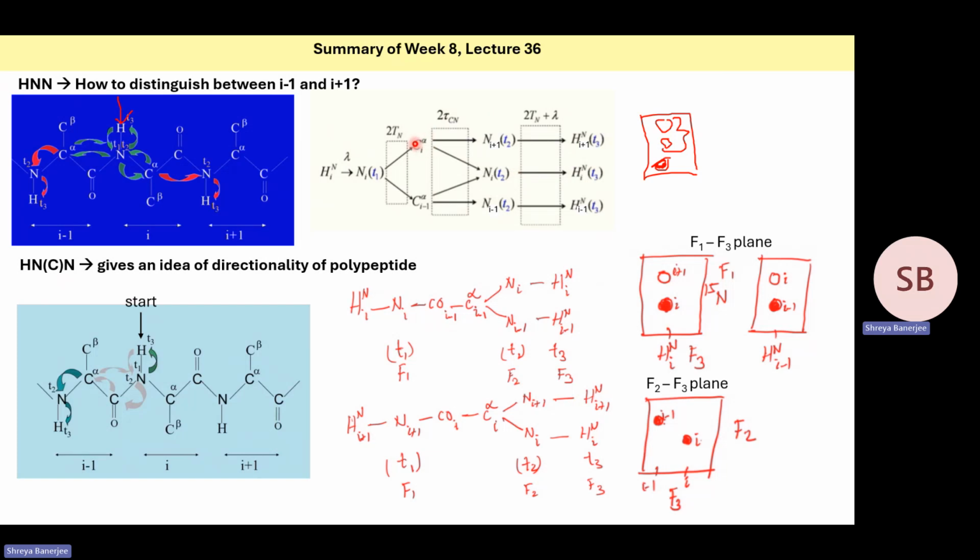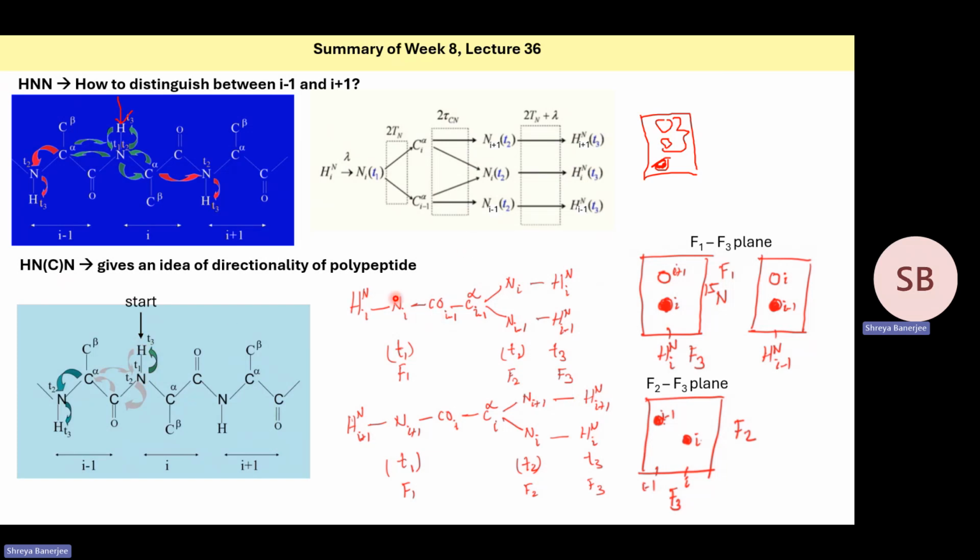C alpha was giving rise to a self peak, that is Ni, and a cross peak to the next residue, Ni plus 1. So here, from C alpha of I minus 1, you will have one transfer of magnetization to the same Ni minus 1, and one transfer of magnetization back to the N of the next residue. So from C alpha I minus 1 to Ni minus 1 and Ni. And from these two N's, it goes to the corresponding amide hydrogens. So Ni minus 1 to Hi minus 1 and Ni to Hi.